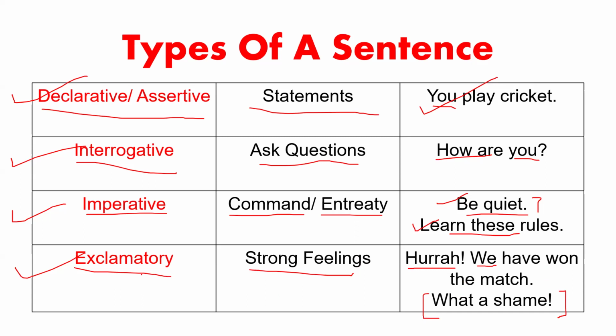So these are the 4 basic types of sentence. Declarative and assertive, in which we make statements. Interrogative, in which we ask questions. Imperative, in which we command or request something, like for example, pass me the salt. All right. Exclamatory sentences hold strong feelings of sadness, happiness, loss, gain. All those feelings are included in the exclamatory sentences. So, let us move forward.